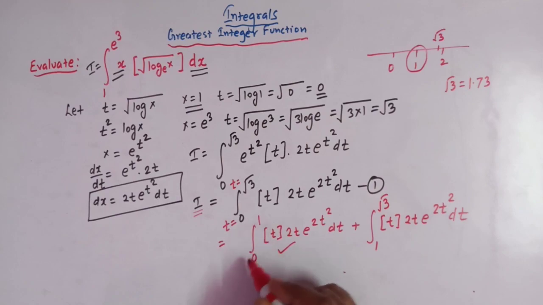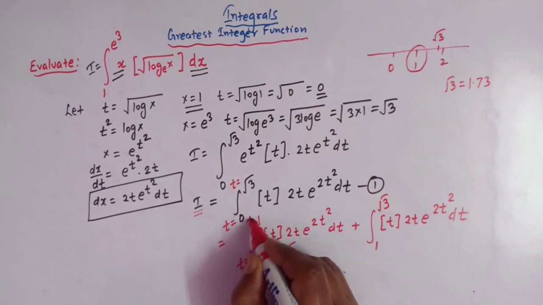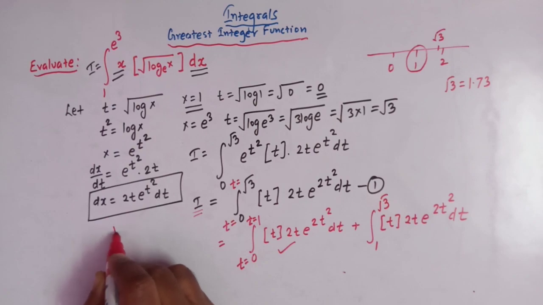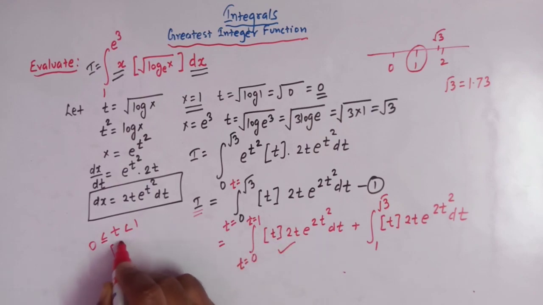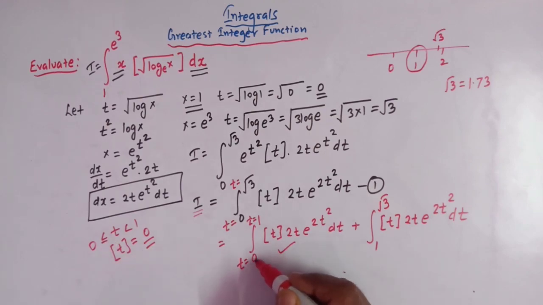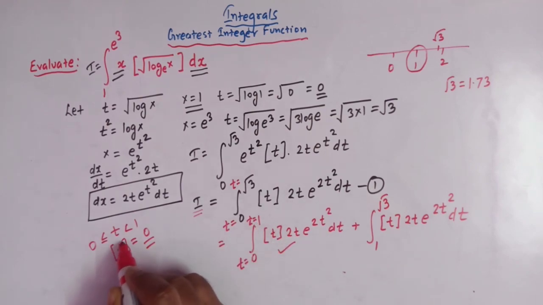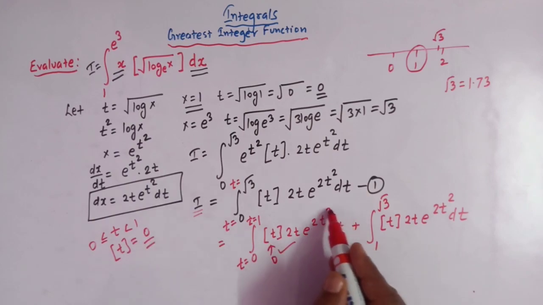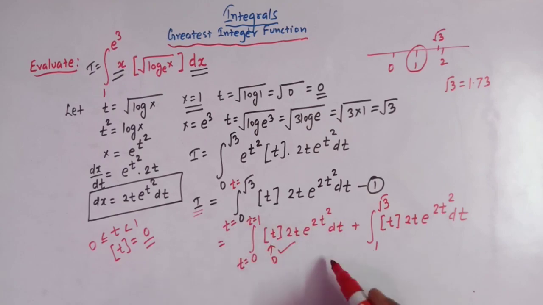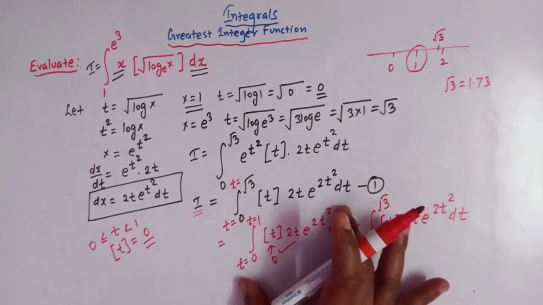Now see, here t varies from 0 to 1, right? So when t lies between 0 and 1, then the value of the greatest integer of t should be equal to 0, right? So here we are using the definition of the greatest integer function. So when t lies between 0 and 1, the greatest integer of t is 0. So here we'll have 0, so this integral becomes 0, or this integral disappears here.